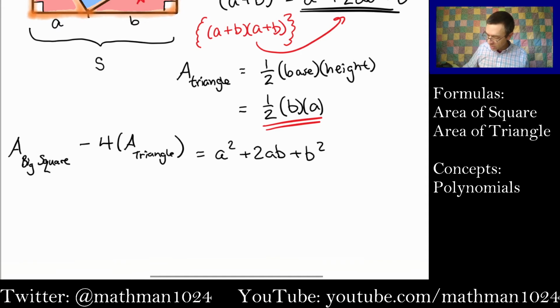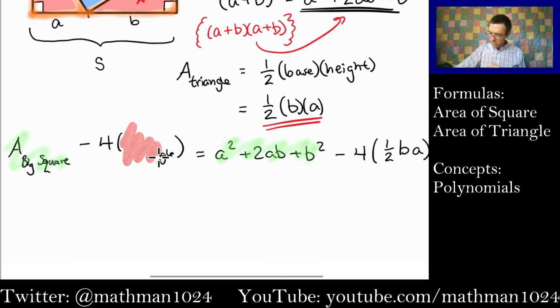So let's kind of color code this so it's a little bit easier to see. All right, so the area of the big square is that guy right there, right? Minus 4 times the area of those little triangles. And each triangle was, as we found out in the last step, 1/2 b times a. And we can just write those guys right next to each other. It indicates multiplication.